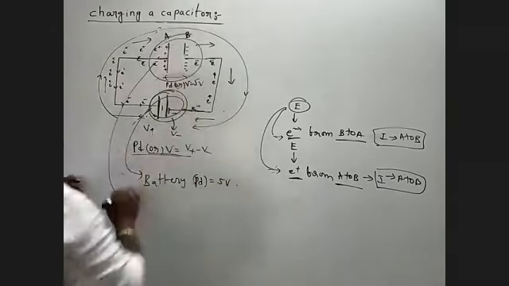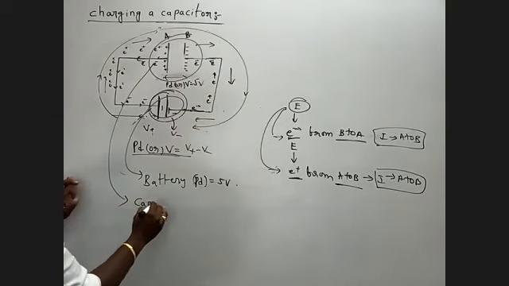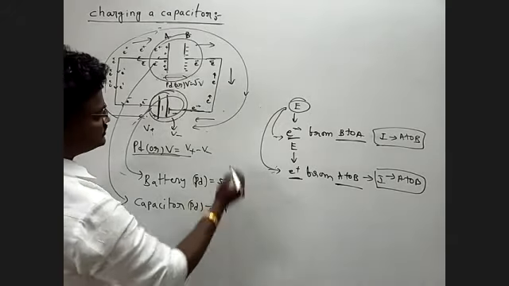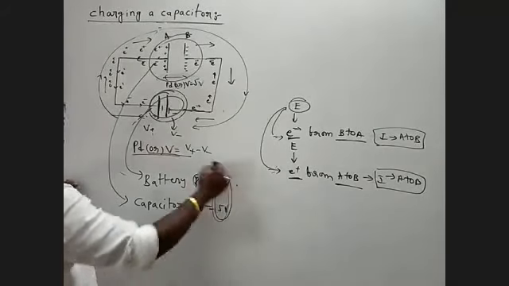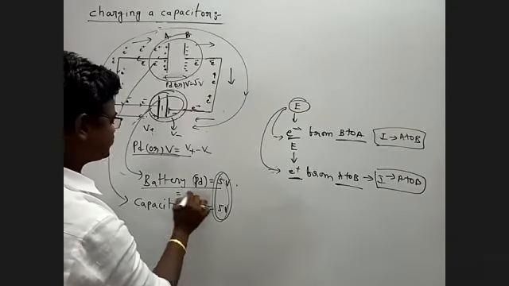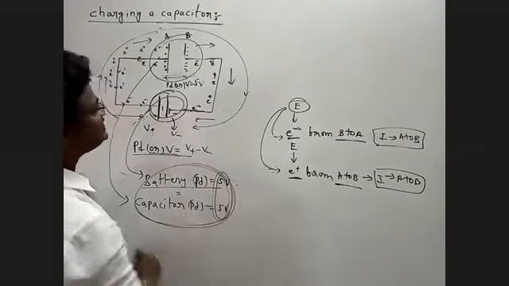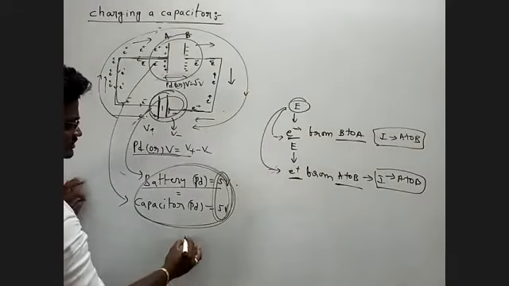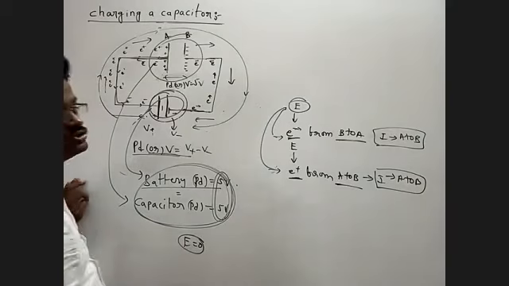This is a capacitor. The capacitor's potential difference is also 5 volts. So both potentials are equal: the battery's potential difference and the capacitor's potential difference. Equal means, so what is the electric field? The electric field is 0.